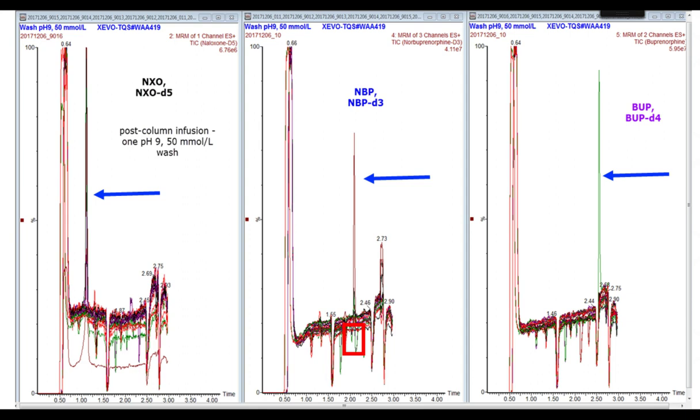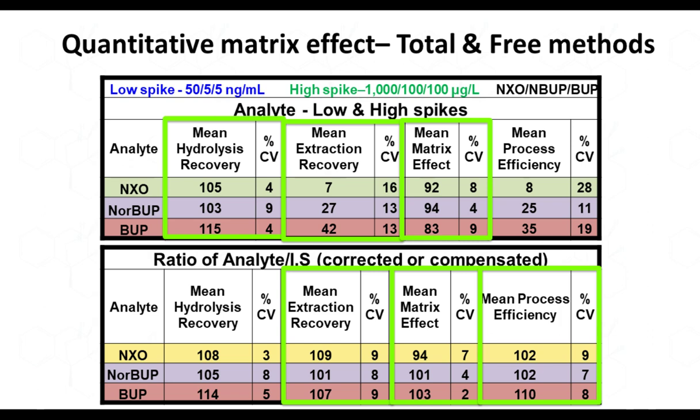and so we have to dilute that times 10 with drug-free urine, and that for the most part gets rid of the ion suppression, but it is an extra step. And so probably the LC program could be improved to separate norbuprenorphine from this area of ion suppression. We just haven't bothered to do that so far. We also did quantitative matrix effect studies, and we had good hydrolysis recovery with low variance.